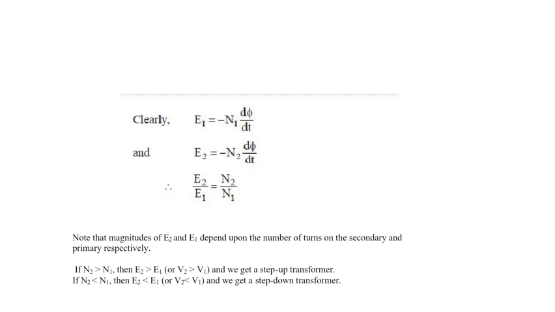E2 upon E1 also indicates V2 over V1, as we have already discussed. So by this we can check whether it is a step up or a step down.